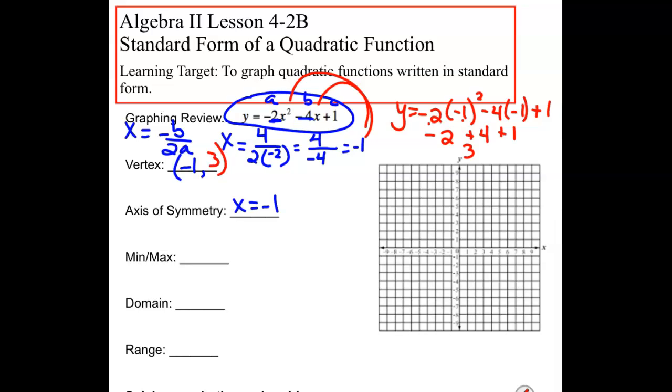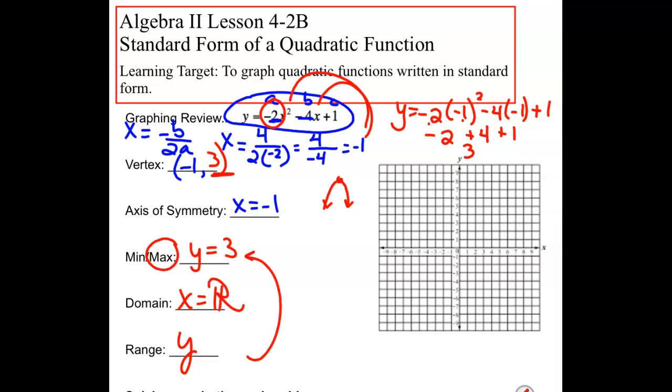And this is a parabola that has an a value that's negative, which means it should be upside down. It's been reflected over the x-axis. So that means we have a maximum up here for our vertex. And the highest we're going to get, we found y to be 3. Our domain is always all real numbers. And our range, remember, is tied to our y-coordinate maximum or minimum. In this case, our y value was 3. And because our points are going down from that height of 3, then we know that y has to be less than or equal to 3.